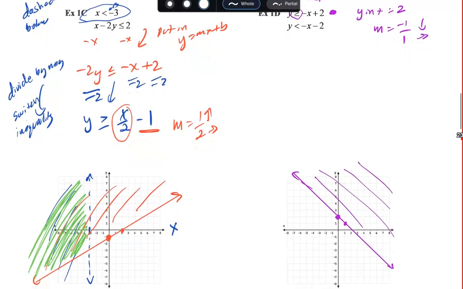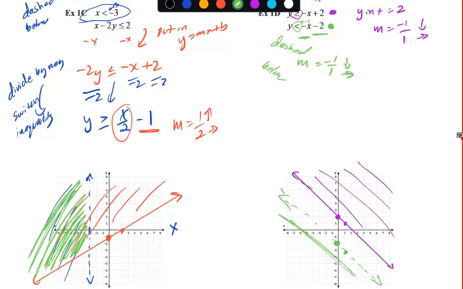Okay, the next one down there. So this one, my y-intercept is -2. Slope is the same, -1 over 1. So that means that these are going to be parallel. Same slope, so down 1, right 1. It is dashed. And that's a less than sign. You can spell it, it looks like an L, so we're going to say below. So this one should be dashed. Let's try to make that more of a straight line. And we're going to shade below it.